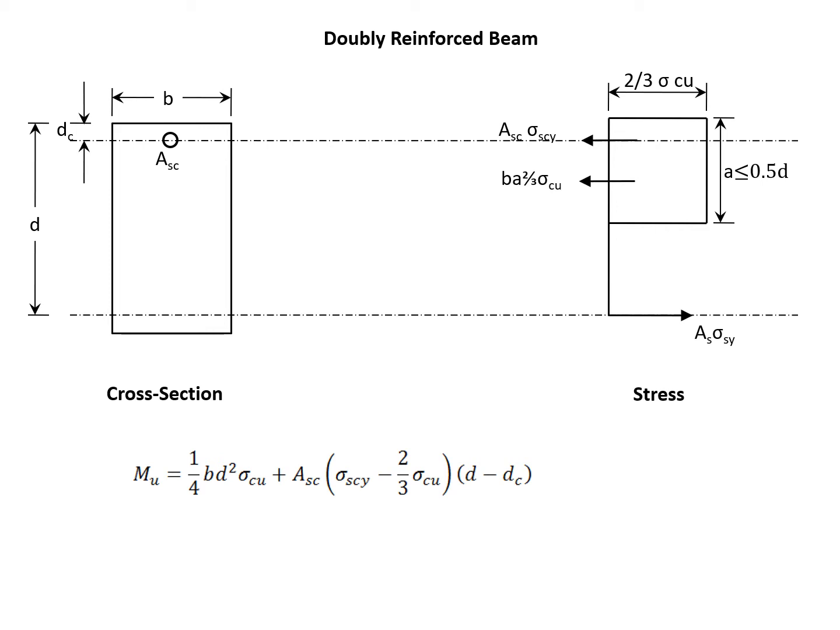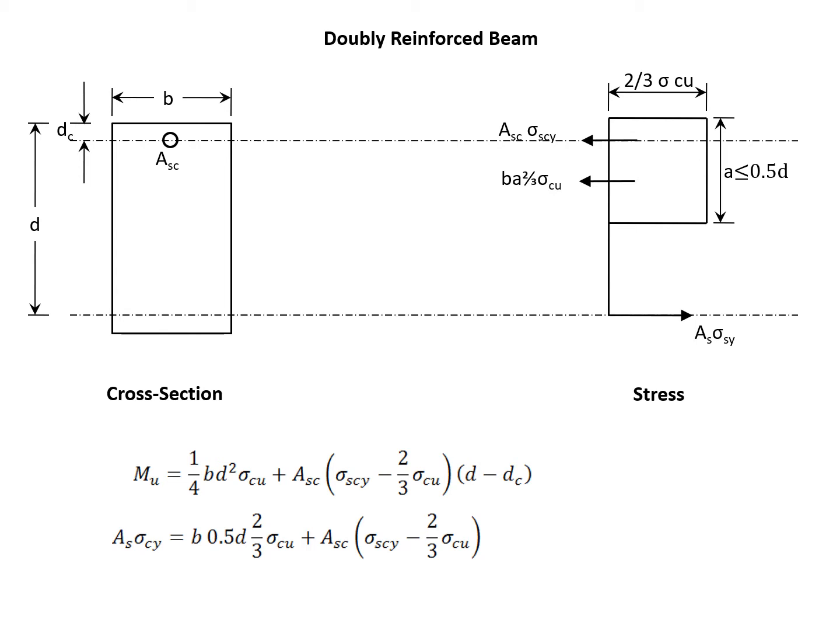Okay, now see, in addition to your balance steel you will need this extra steel, and that will give you an extra couple, and it will increase the moment capacity. So as usual, two equations. The second equation is total tension equals total compression, and the first equation is the moment capacity. In the second equation, left hand side, you see AS sigma SY. What is AS? Total steel at the bottom, and sigma SY is the yield strength.